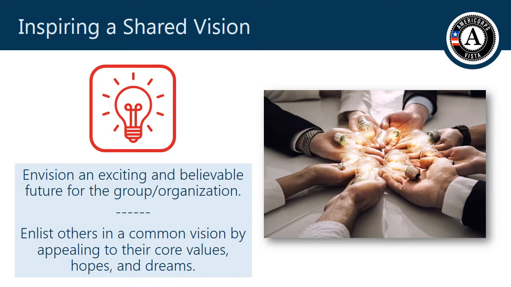The first practice of transformational leadership is inspiring a shared vision. You can use this practice by envisioning an exciting and believable future for your VISTA team and their role in the organization, and by enlisting others, such as community volunteers, sponsors, and other stakeholders, in a common vision by appealing to their core values, hopes, and dreams. Inspiring a shared vision will help your team maintain common goals as they move through their year of service.